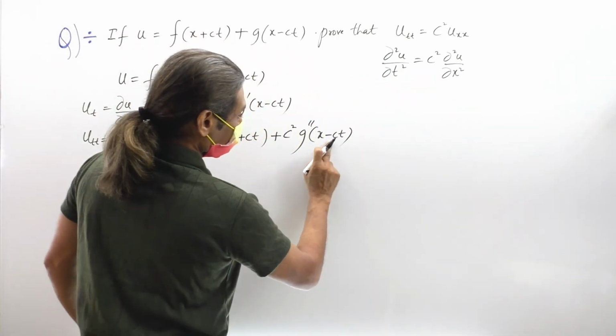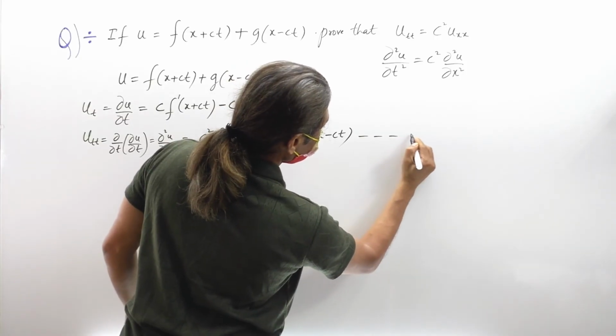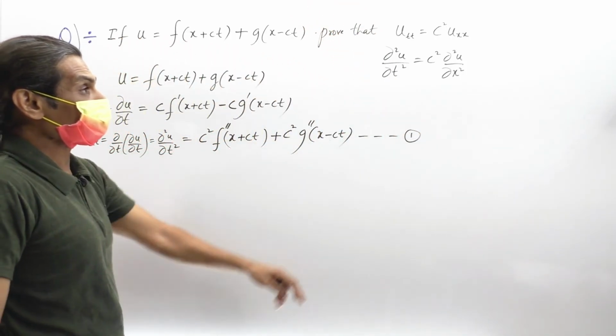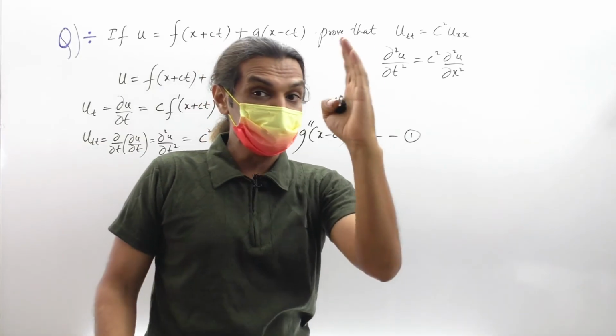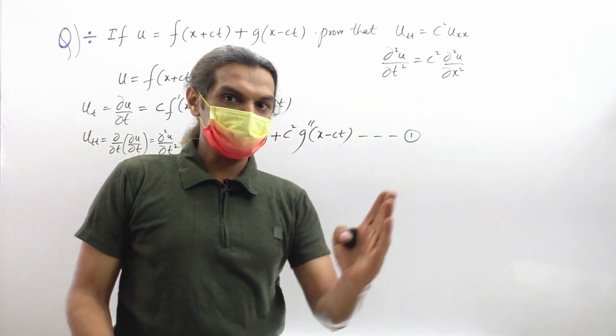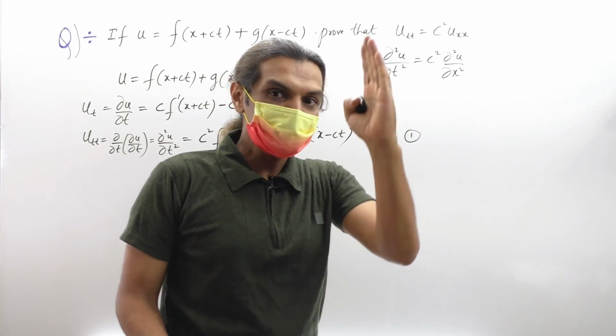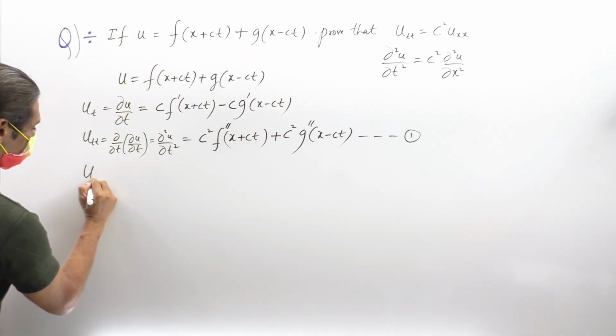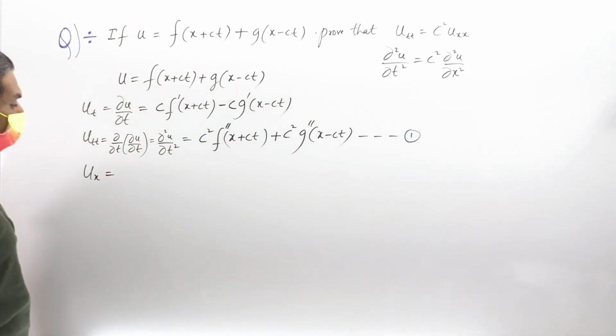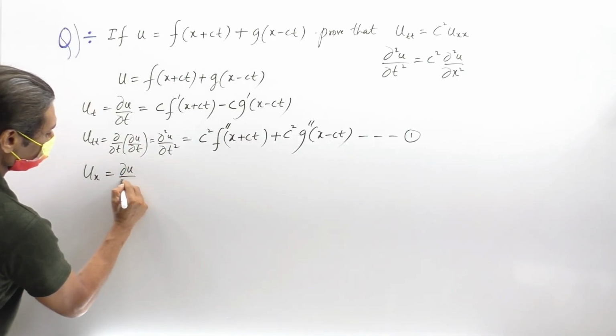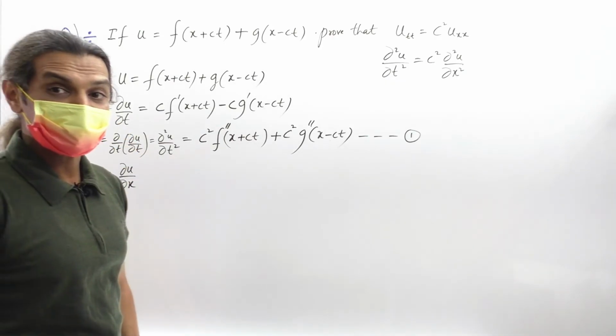Okay, let's take it here. I will take this as equation number 1. Now dou square u by dou x square, meaning u double x. First find dou u by dou x, that is ux. We are partially differentiating here only with respect to x.